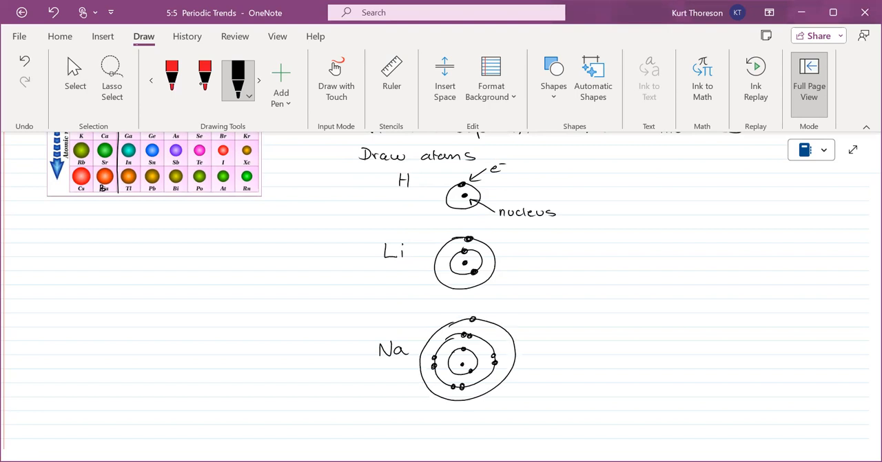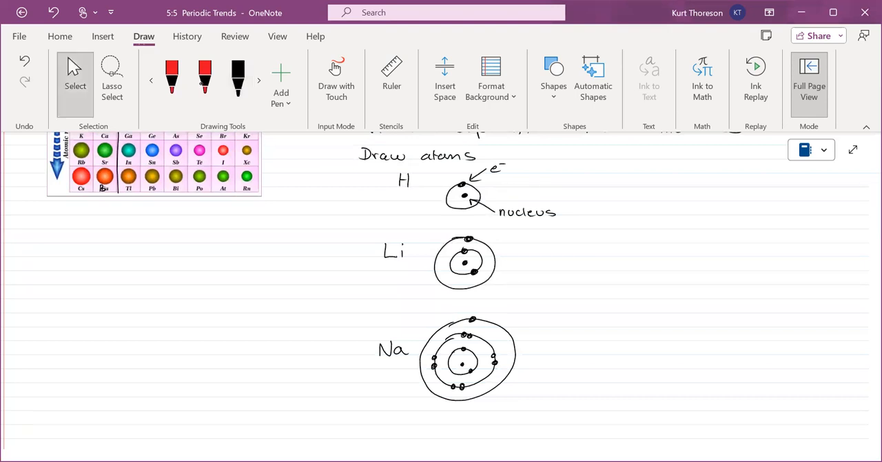On the third ring. How many electrons do you need on the third energy level to be complete? 8. You need 8 total every single time. The first one needs 2. Everything after that needs 8 to be stable. How many valence electrons does sodium appear to have? 1. Is sodium stable by itself? No. But what atom is currently bigger, hydrogen, lithium, or sodium?